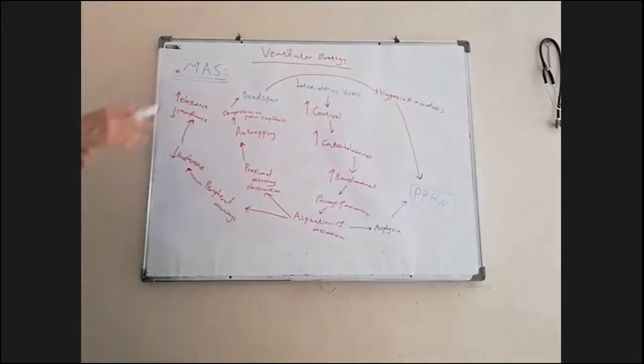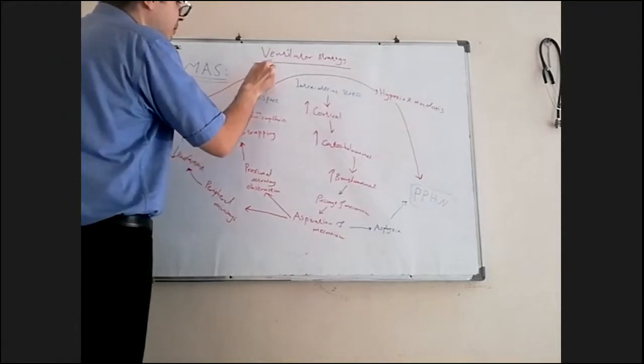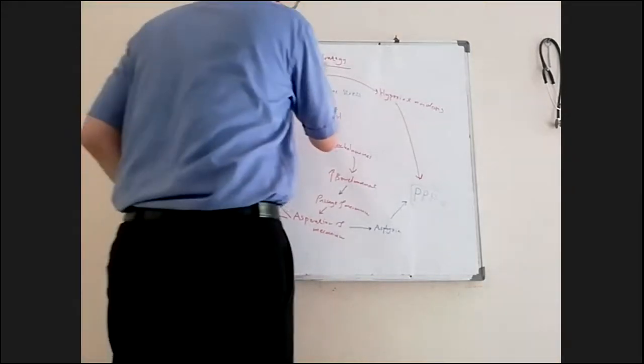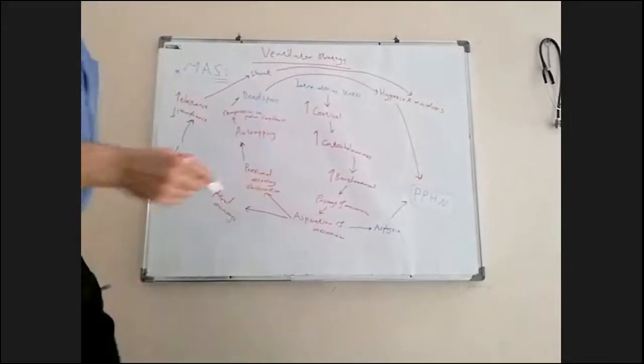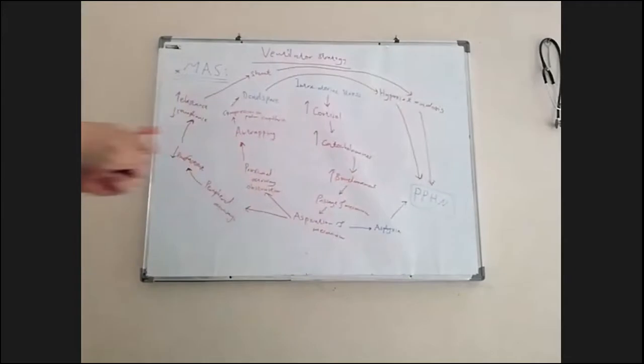So the alveoli will not distend well. So this will be shunt. So you see, just now here we had dead space, now we have shunt. When we have shunt, we also have hypoxia and acidosis. When we have hypoxia and acidosis, we will have PPHN.